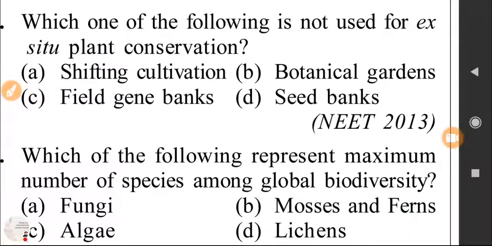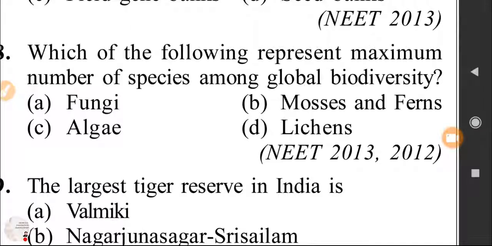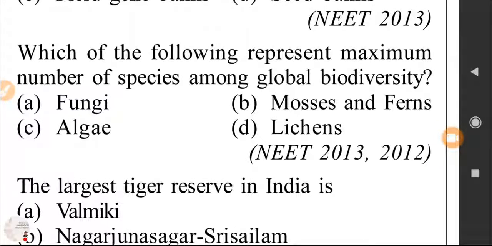Next is, which of the following represent maximum number of species among global diversity? Many of you may be thinking of algae, mosses, lichens, but the right answer is fungi. Fungi is a large kingdom of over 72,000 species. They are achlorophyllous, heterotrophic, spore forming, non-vascular eukaryotic organisms.